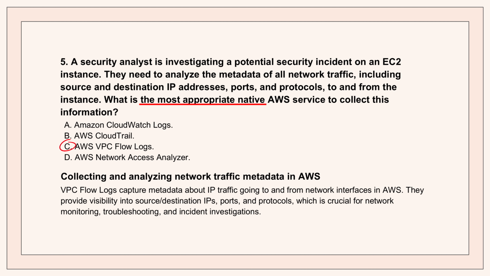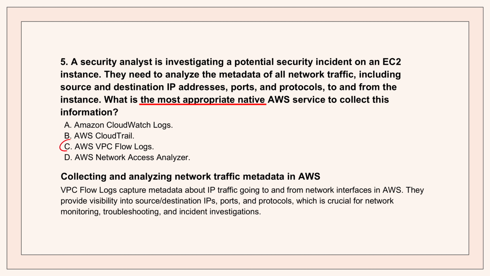This data is just invaluable for security investigations, for troubleshooting network connectivity problems, even just for understanding your normal traffic patterns to spot anomalies later. And it's really important to distinguish flow logs from other AWS logging and monitoring services like CloudTrail. That logs API calls. It tells you who did what API action when. Very different. Right, admin actions versus network flow.